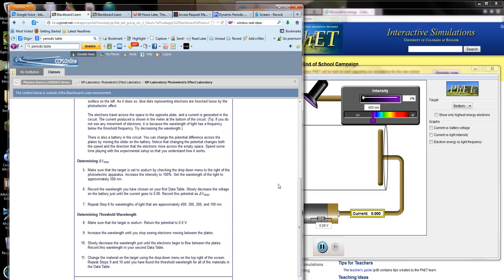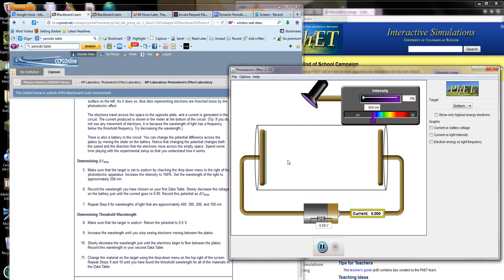So you want to make sure that for the first one, let me get my instructions up here. Okay, that you are set to sodium, because we're going to use sodium as the first one. Your current is right here. The battery is set for a voltage of 0. And our first wavelength that we're going to look at is 500. Now, these are very difficult to get right on 500, and you might not be able to get it exactly there. Just try to get it as close as possible.